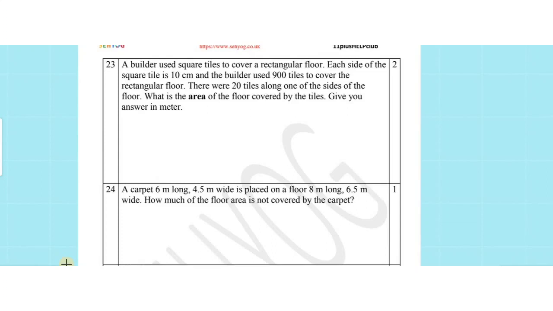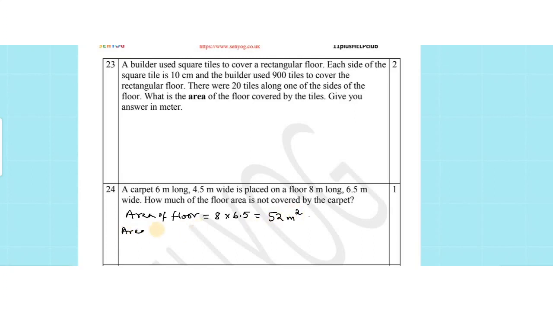In question number 24, a carpet 6 meter long and 4.5 meter wide is placed on the floor 8 meter long and 6.5 meter wide. How much of the area is not covered by the carpet? So let us first find the area of the floor by multiplying the length and width of the floor, which is 8 times 6.5, that is equal to 52 meter square.